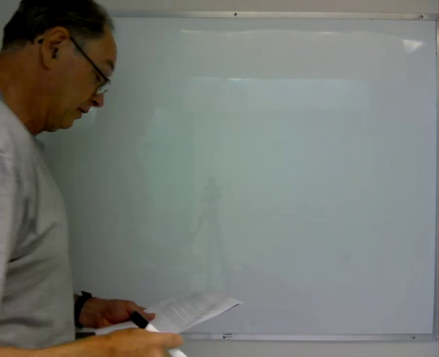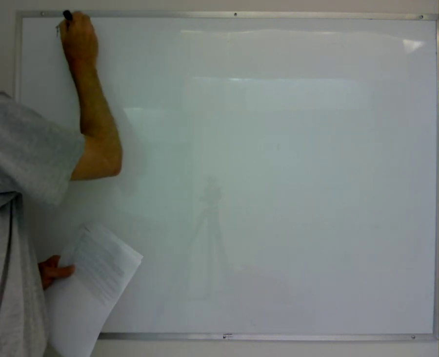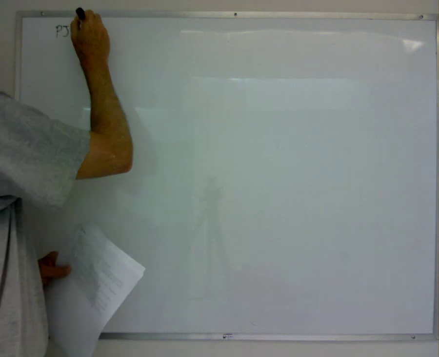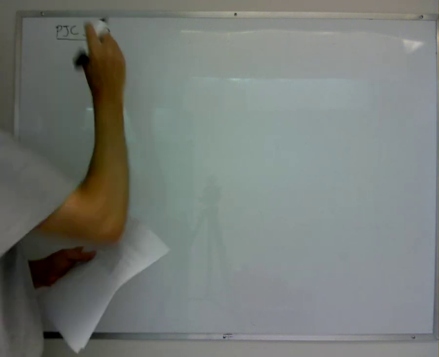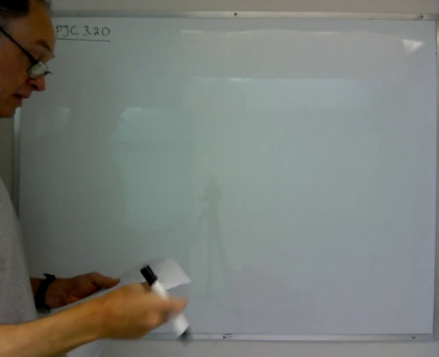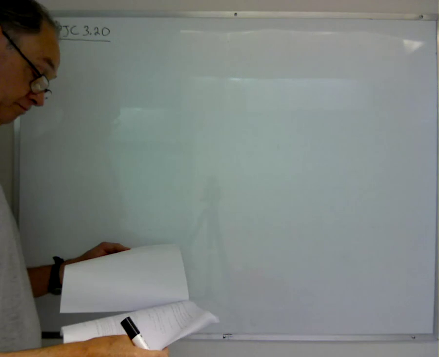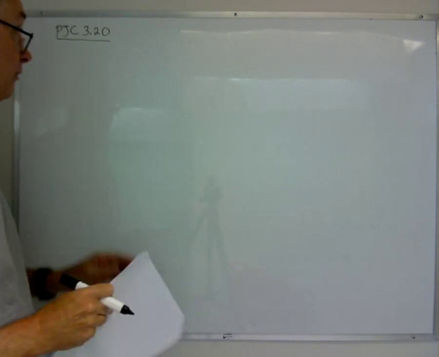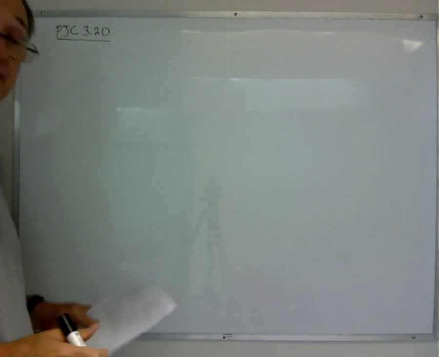So the last one I want to look at is also P.J. Cameron. This is 320, so chapter 3, exercise 20. Actually, there are two more I want to do. I want to do this one, and then there is one more I want to do about recurrences.